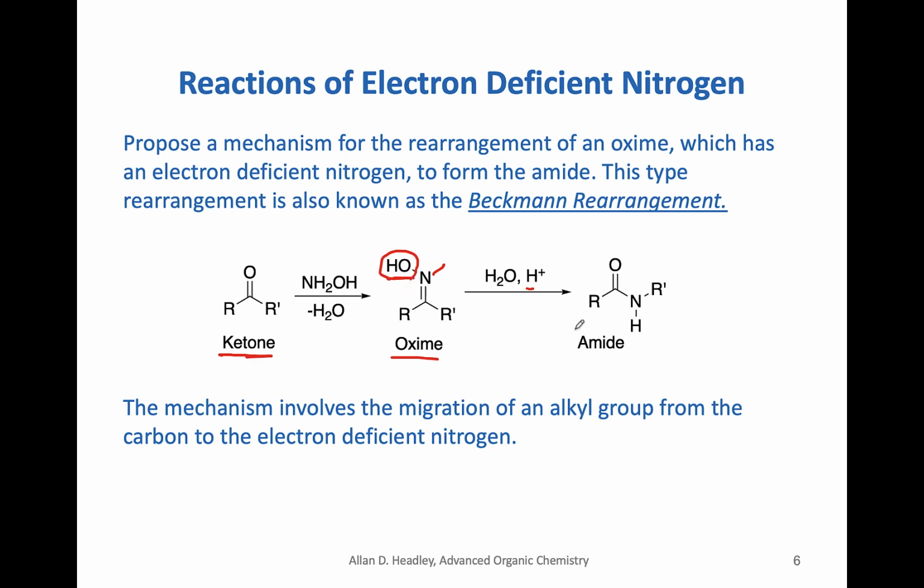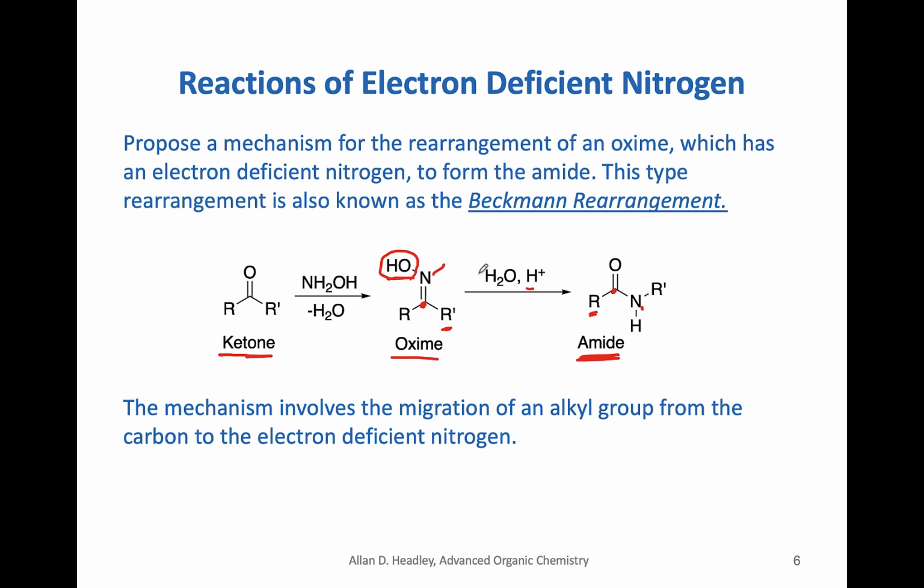So the product is right here, the amide. But let's see what had to happen here. You can see now we have R and R prime bonded to this carbon, and over here in the product the same carbon now has one R group, and it appears that this R group migrated to this nitrogen here to get the product, and of course water is added. So this is the product, the rearranged product. It's known also as the Beckmann rearrangement.